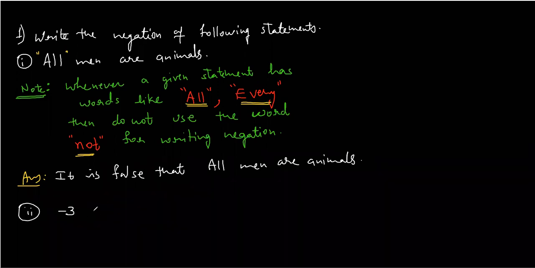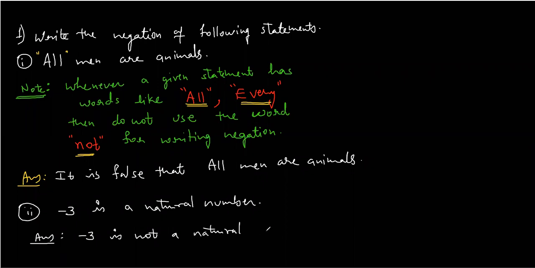Second, minus 3 is a natural number. So the answer for this will be minus 3 is not a natural number. It is not a natural number.